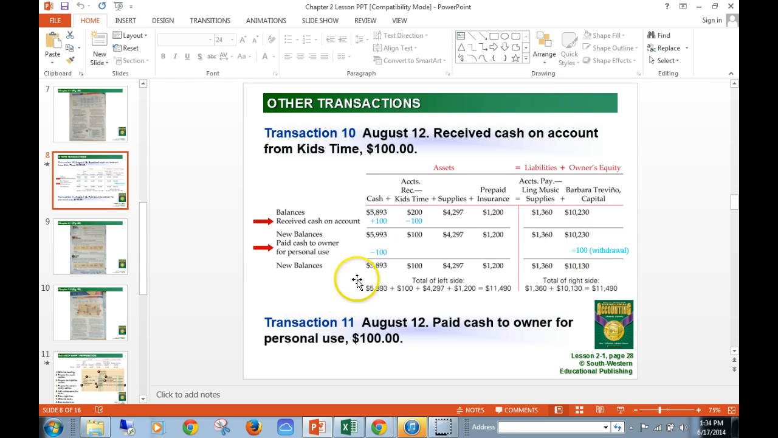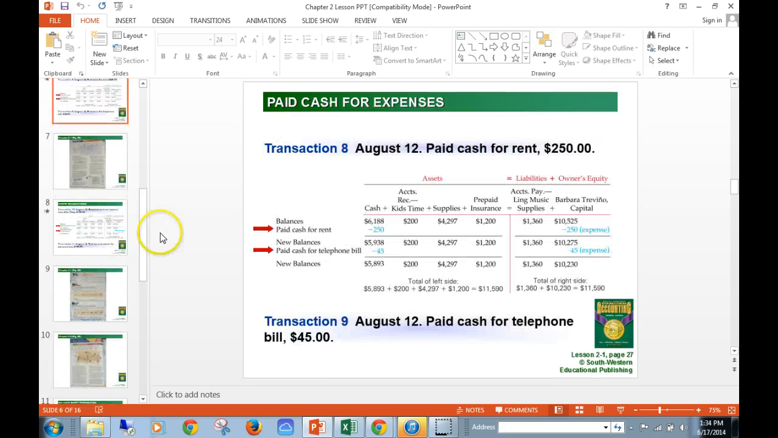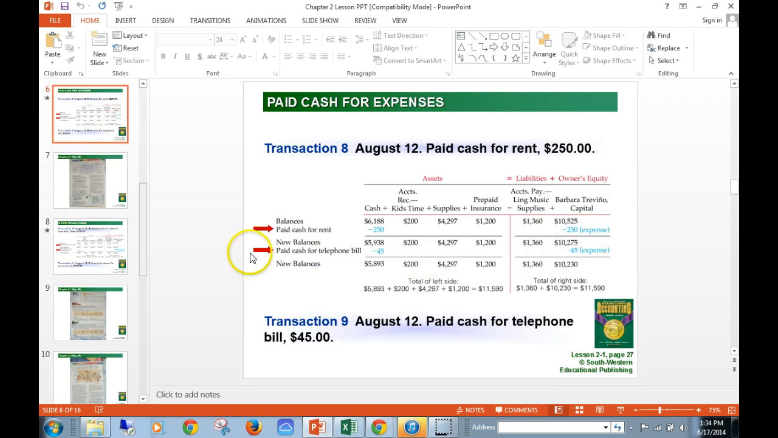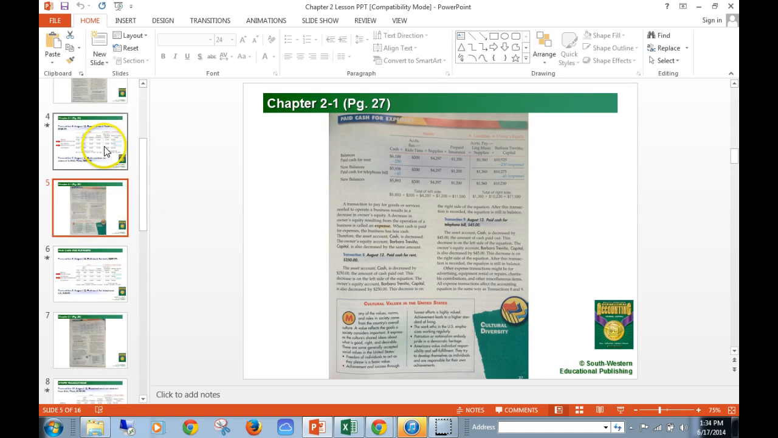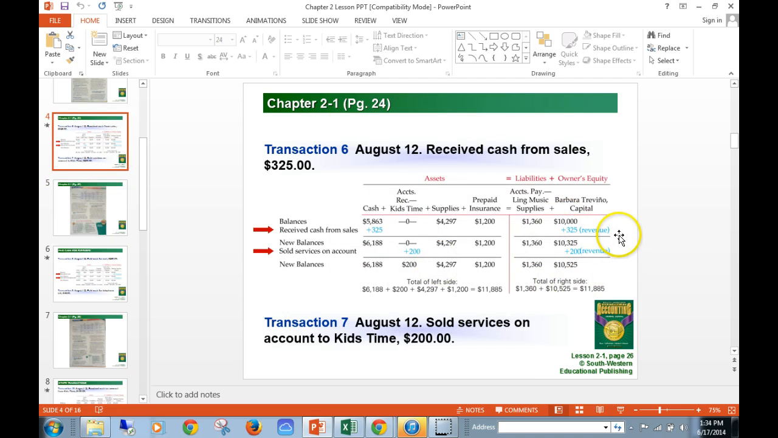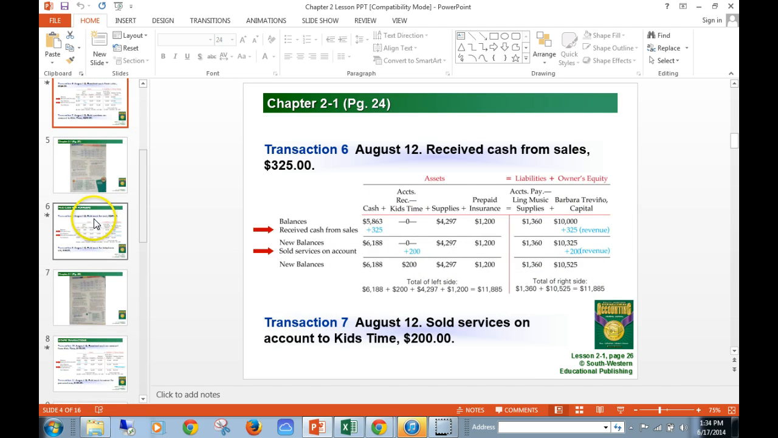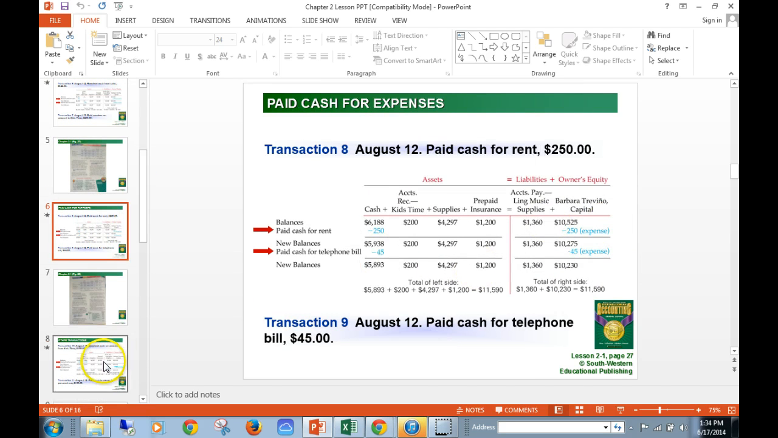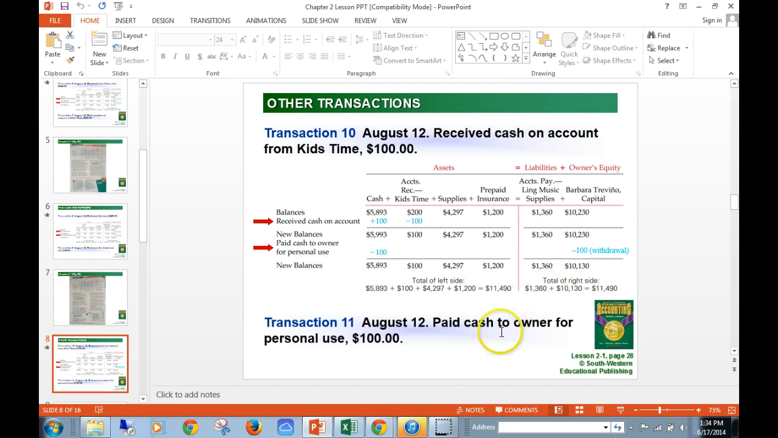So we have three different types of transactions from the owner's equity. We have withdrawal, we have an expense where we pay out, and then we also have revenue where we're selling something either by cash or on account. So revenue, expense, and withdrawals. Those are the only transactions. Those are the only ones that we're working on in Chapter 2.